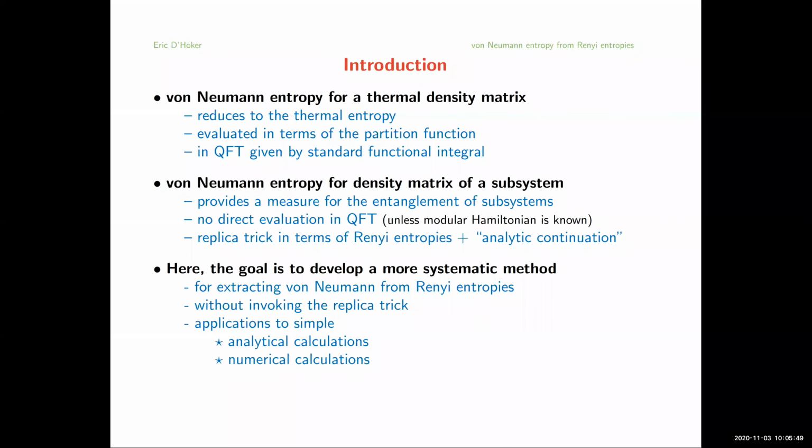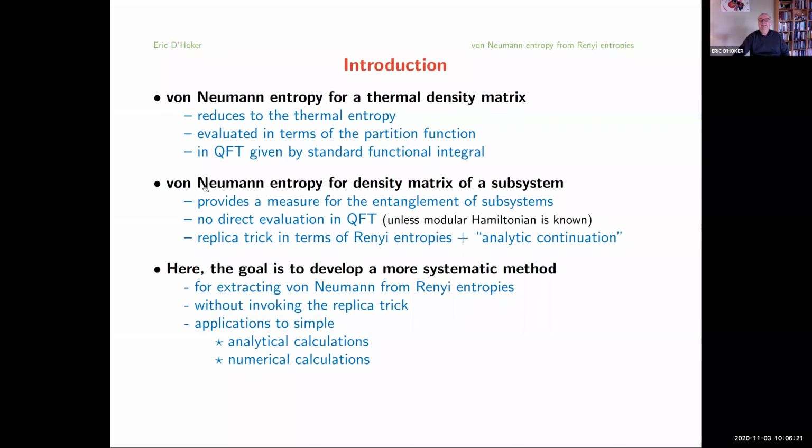So you're all familiar with the von Neumann entropy. If I consider it for a thermal density matrix, then the von Neumann entropy simply reduces to the thermal entropy you're used to from thermodynamics. And you can evaluate it in terms of the partition function. And if you're dealing with a quantum field theory, then the partition function is given by a standard functional integral, which you may or may not be able to do, but you can certainly work on it in perturbation theory.